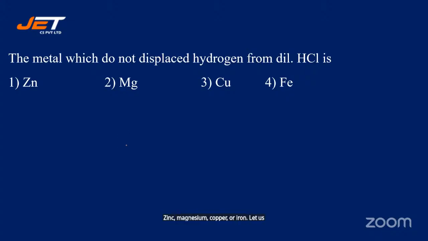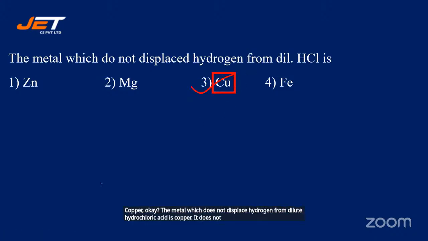Let us see who will answer correctly for this question. Dastagir has mentioned it as option iron. Navtej has mentioned it as none. Nazbeen, option 1. Very few answers for this question. Let us see which is the right answer. Copper. The metal which does not displace hydrogen from dilute hydrochloric acid is copper. It does not react or replace hydrogen. Copper chloride is not formed.